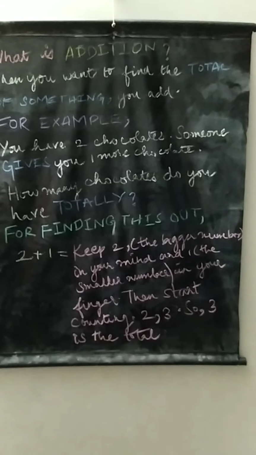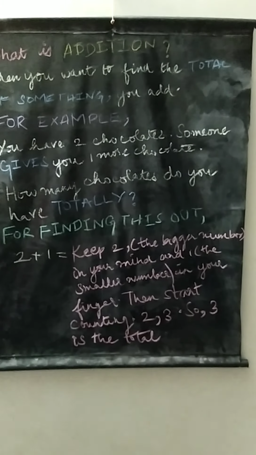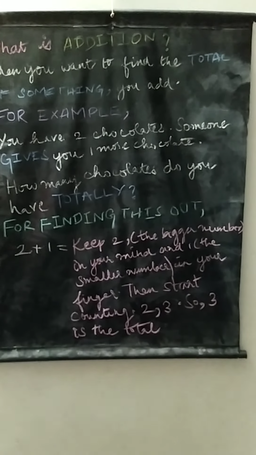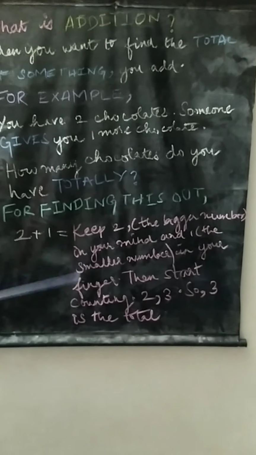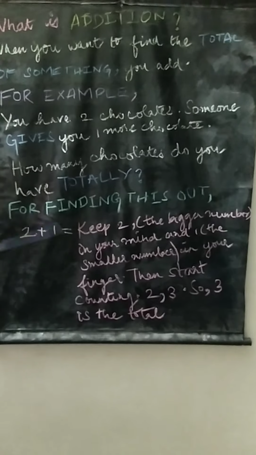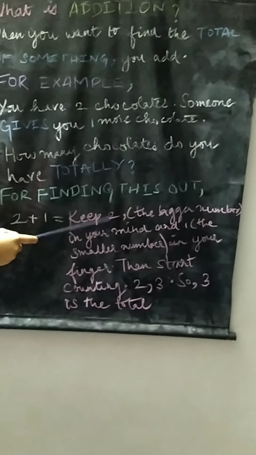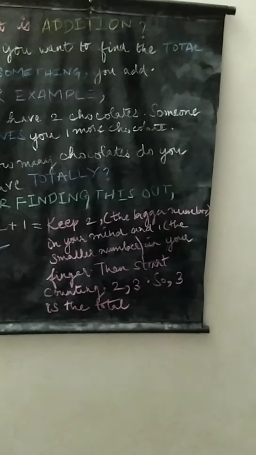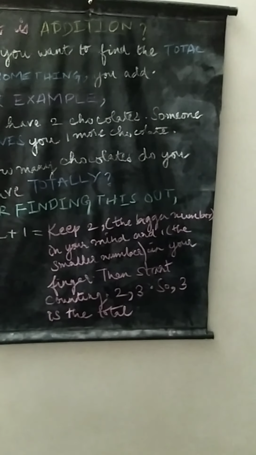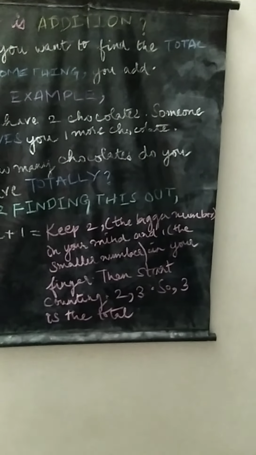Okay? When you have 2 in your mind, you keep 1 in your finger. That is, always try to keep the bigger number, that's in this instance 2, in your mind, and the smaller number, that's in this instance 1, in your finger. So then start counting.